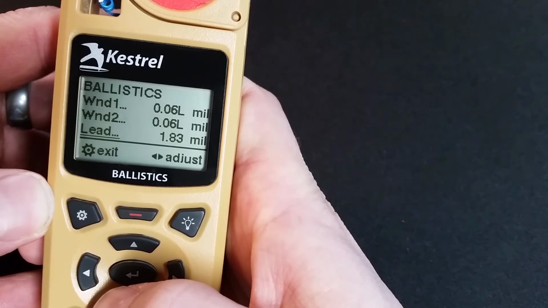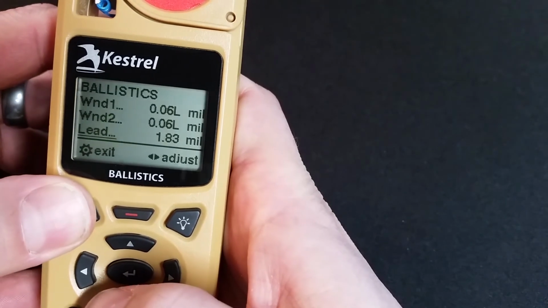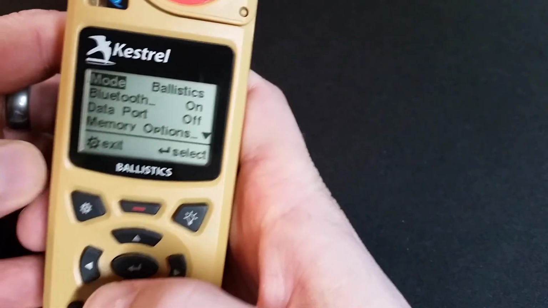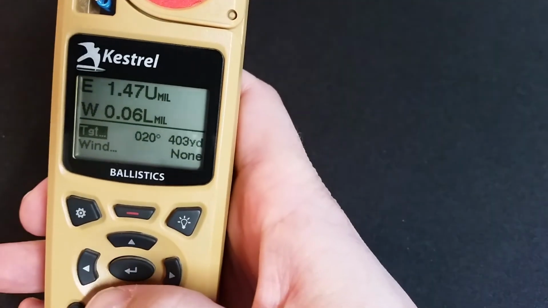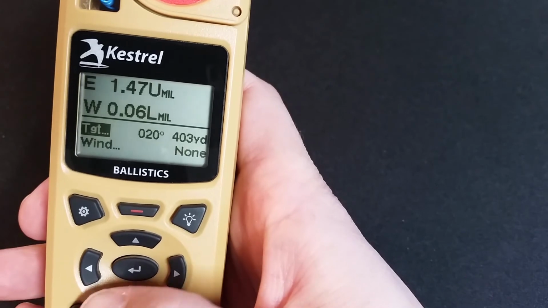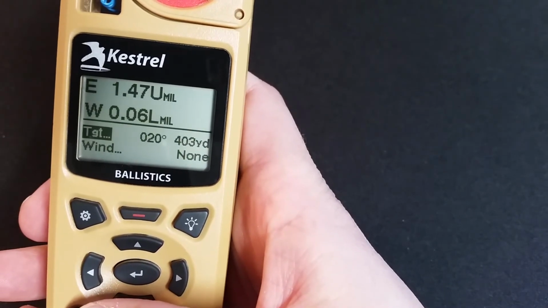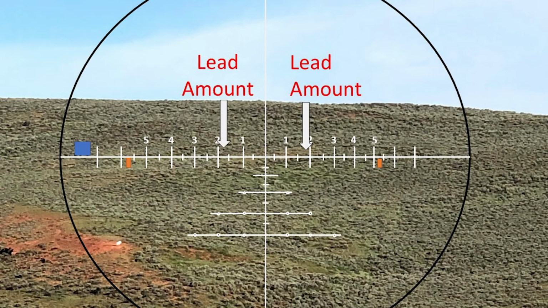So I'll dial in my elevation. In this case, it was about 1.5 mils. I typically don't dial in my wind for most stages, but movers are the exception. I dial in my wind and then hold 1.8 mils roughly in front of the target and engage.